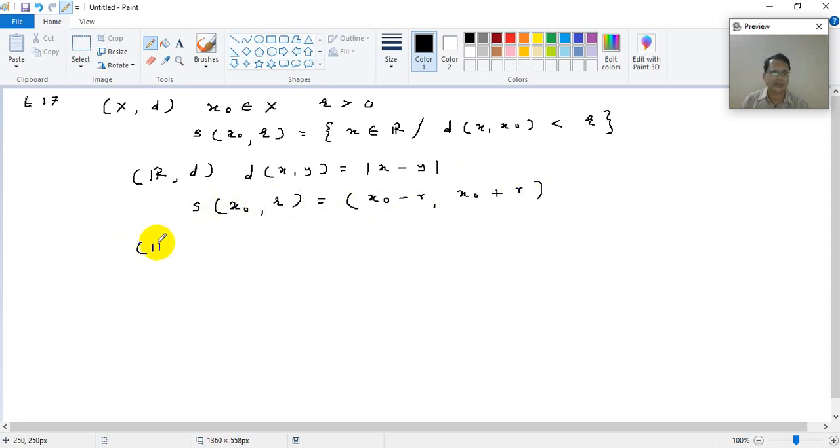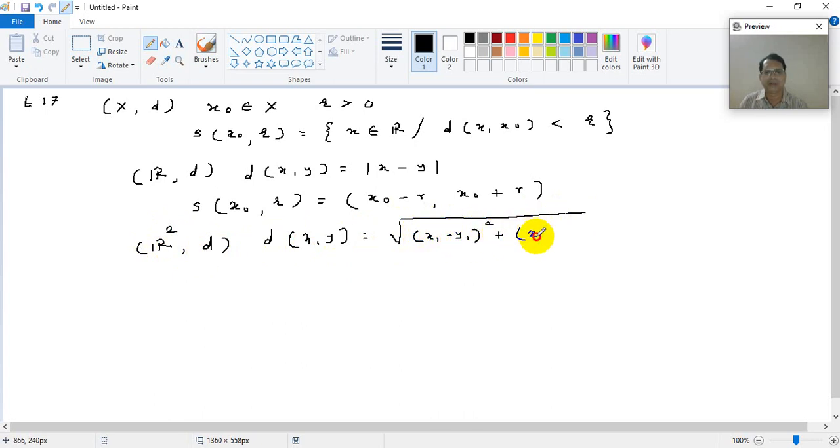Also, whenever you take R2, the two-dimensional coordinate system, and d the usual distance, that means d(x, y) is equal to the root of (x1 minus y1) squared plus (x2 minus y2) squared, where we have considered x as (x1, x2). Now this is the convention: x is taken as (x1, x2), y is taken as (y1, y2). So it becomes simple.